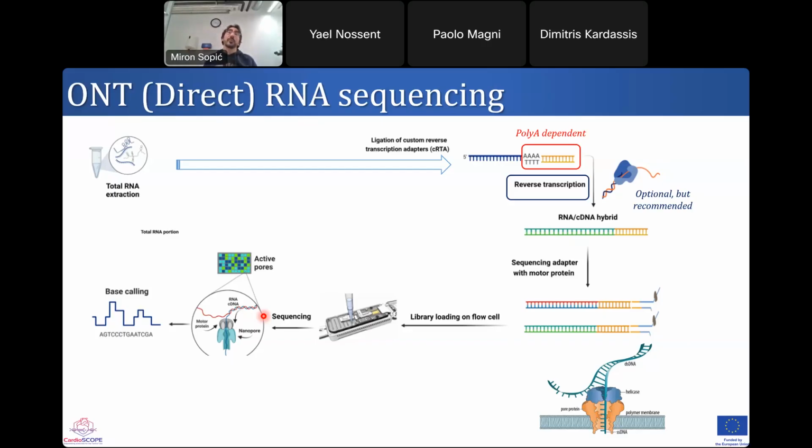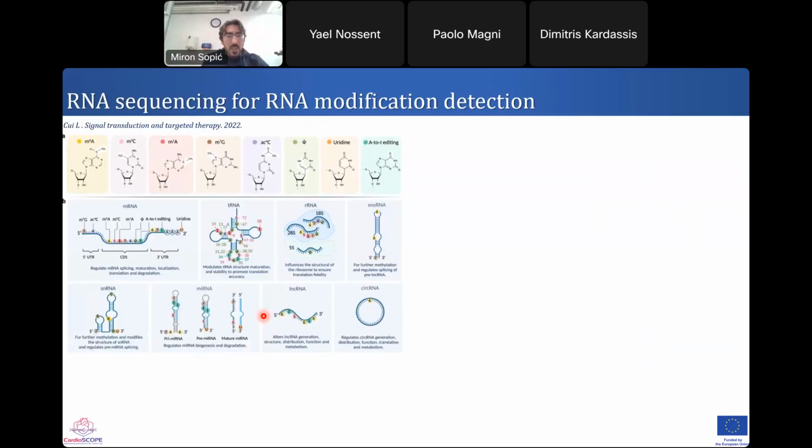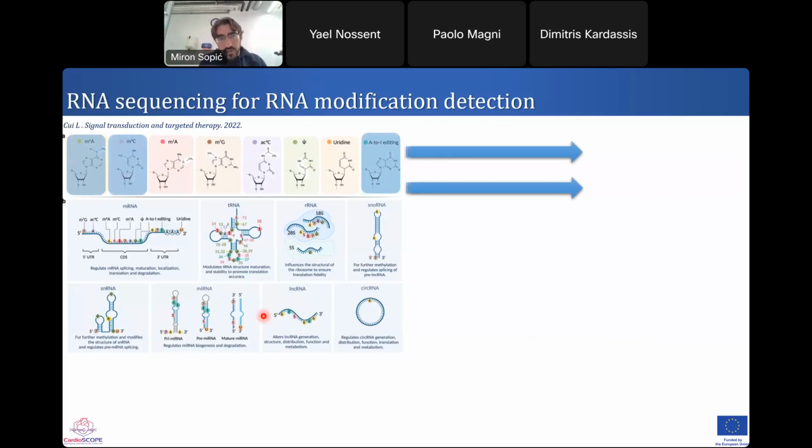So the amount of data that you create with Nanopore is much, much more extensive in terms of everything you can imagine. But one of the perks of RNA sequencing, of direct RNA sequencing, is the ability not only to analyze canonical nucleotides, but also to be able to identify modified bases.